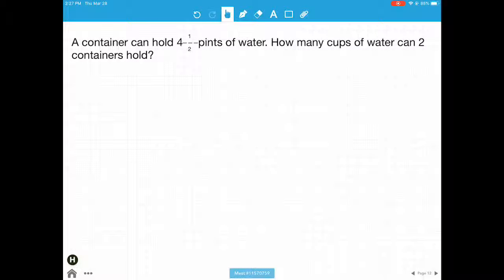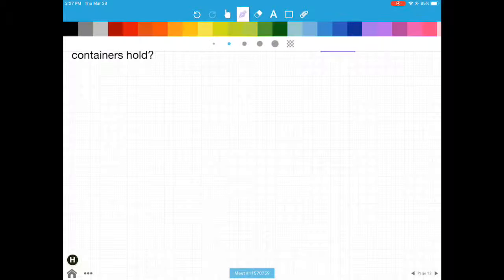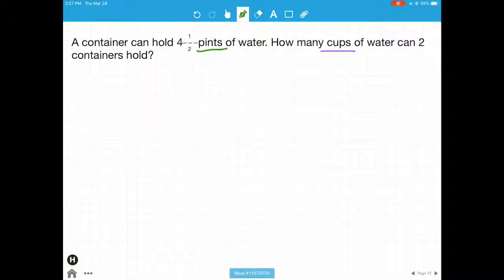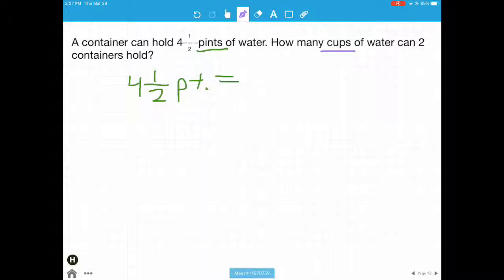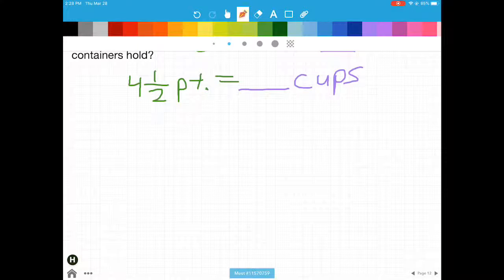Alright, a container can hold 4.5 pints of water. How many cups of water can 2 containers hold? Okay, so just to let you know, it's looking for cups. It's giving you pints. So the question is, 4.5 pints is equal to how many cups? After you do that, then you'll take care of the other number, the 2.